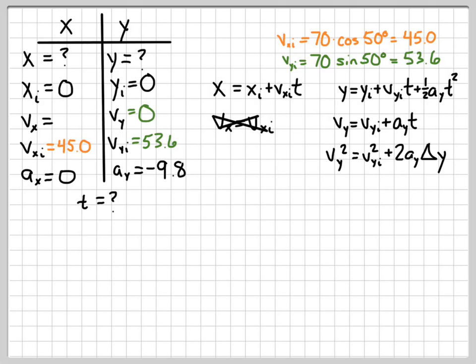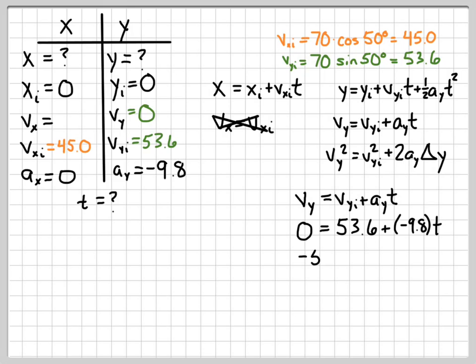Okay, so we said we're going to use this equation. So let's go ahead and do that. I'm going to rewrite it down here, and then plug in the values that I'm given. If I solve this for t, I'm going to subtract 53.6 from both sides, then divide by negative 9.8. I'm sure you know how to do that, and we're going to end up with a time of 5.47 seconds. So that's the answer to part A.